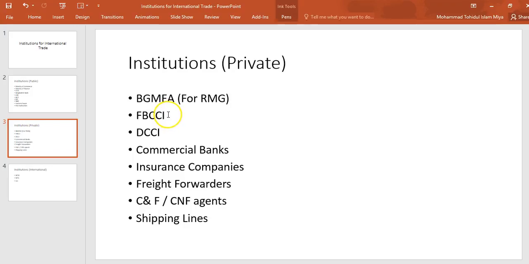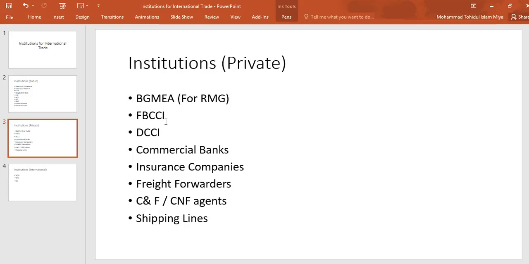And now, the apex body, or the supreme body, of all the business associations is called FBCCI. FBCCI stands for Federation of Bangladesh Chamber of Commerce and Industries. This is the apex body, and they also help to get certificates, to authenticate, and to facilitate the import and export business of exporters and importers in Bangladesh.